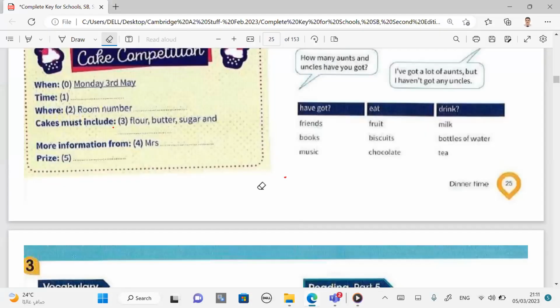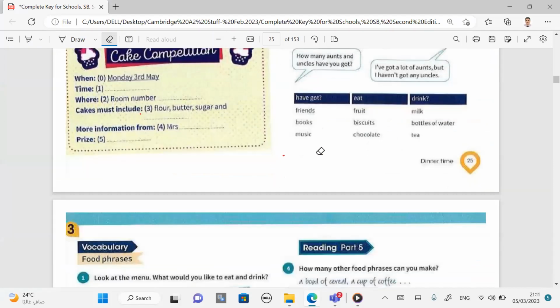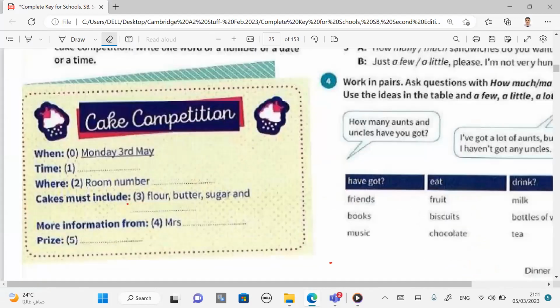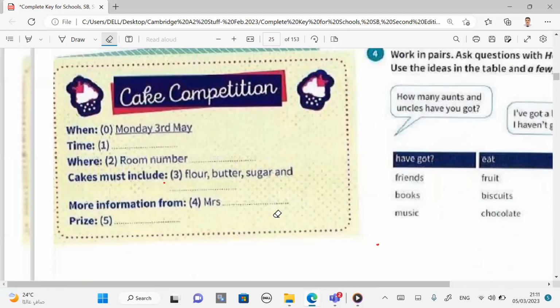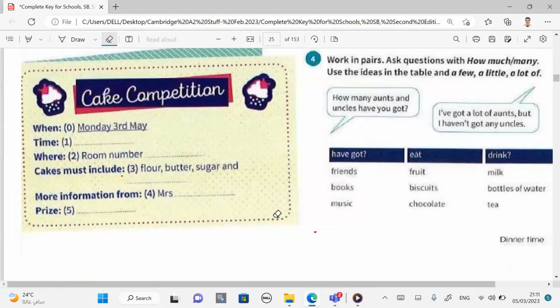Unit 3. Listening, Part 2. Exercise 3. For these questions, write the correct answer in each gap. You will hear a teacher talking to her class about a cake competition. Write one word or a number or a date or a time.